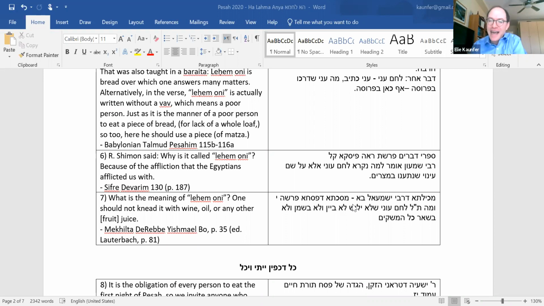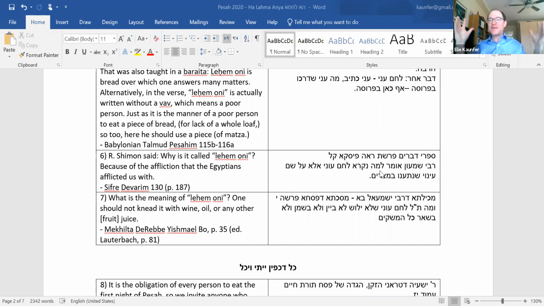And finally, the last one I wanted to bring, Uma Talmud Lomar Lechem Oni, from the Mechilta, another old rabbinic midrash on Exodus. What's the explanation of Lechem Oni? Shelo yalush lo b'yayin v'lo b'shemen v'lo b'shar kol mashkin. You should not knead it with anything that would enrich it: wine, oil, or any other drink or juice, probably fruit juice. So this is the bread that looks oni, not because it's snapped in half into a piece, but because it is made with materials that keep it poor, that keep it flat and reduced.